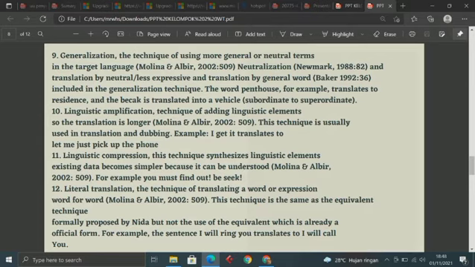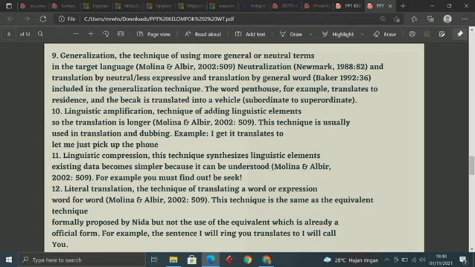This technique synthesizes linguistic elements. The text becomes simpler because it can be understood. Molina and Albir, 2002, page 509. For example, "you must find out" becomes "basic."